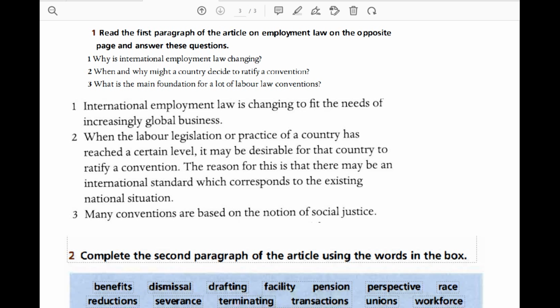International employment law is changing to fit the needs of increasingly global business. Second, when and why might a country decide to ratify a convention? When the labor legislation or practice of a country has reached a certain level, it may be desirable for that country to ratify a convention. The reason for this is that there may be an international standard which corresponds to the existing national situation. Third, what is the main foundation for a lot of labor law conventions? Many conventions are based on the notion of social justice.